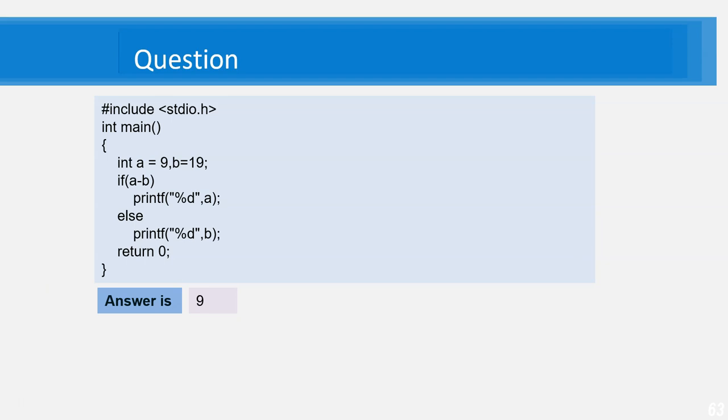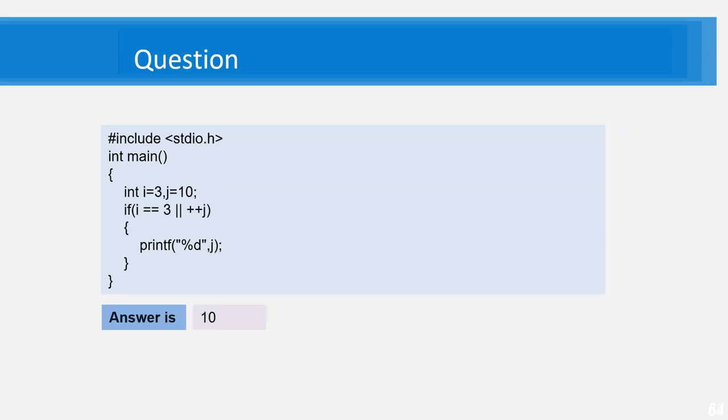So why is it printing A? When you do A minus B, A is 9 and B is 19, it would subtract and the value would be minus 10, right? So minus 10 is not 0. How C works is, if a value is greater than 0 or less than 0, it is considered true. If it is 0, then it is considered false. In this particular case, it is negative 10, which is not 0, so hence it is taking it as true and it is printing A.